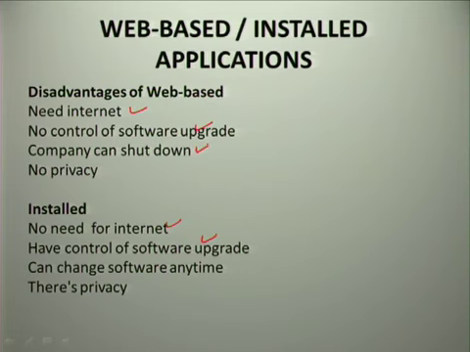The company can shut down. It means that you won't have access to the software anymore. But with your installed, you can change your software at any time. Now, there's no privacy because some of the owners of the companies can browse, or stalkers or hackers can be able to access your data, and with your installed, there's at least privacy.